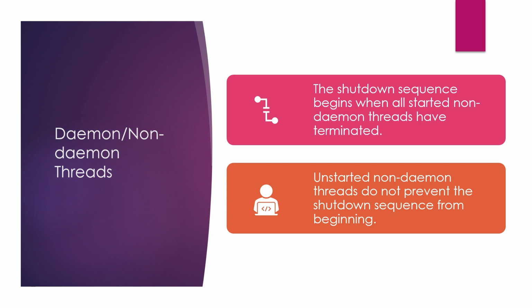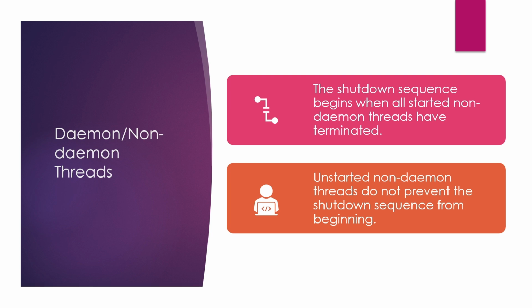Now daemon threads are generally low priority threads. They are used to perform background tasks such as garbage collection or some other cleanup. And because these are low priority threads, when the JVM initiates the shutdown sequence, it does not wait for the daemon threads. The JVM only waits for the user threads or non-daemon threads before it can shut down. So as long as there is any user thread which is still running, the JVM will not initiate the shutdown sequence. That's why the program will keep running.